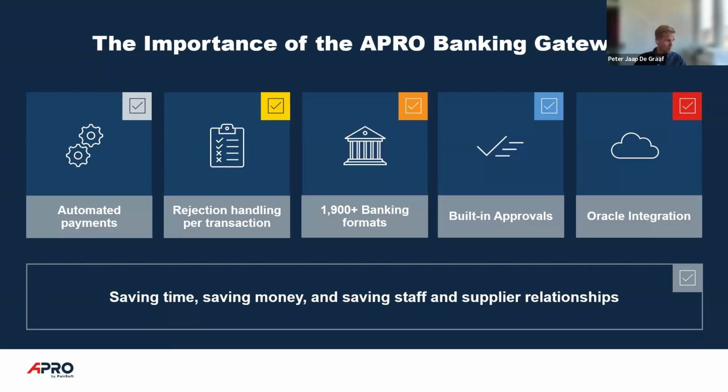APRO creates the right format and sends it straight to the bank. Of course, it all comes with the Oracle integration. So if you have an acknowledgement file where you have a transaction which is rejected, you can also void that one transaction. And that voided status will also be updated in Oracle to fix the issue on the transaction and then send it again with the next payment run.